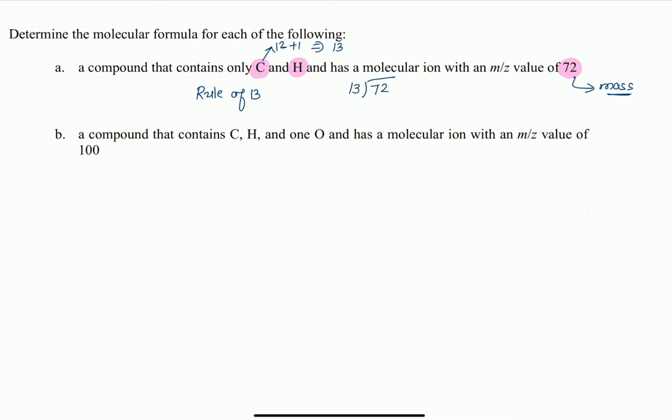How many 13s are there in 72? There are totally 5 13s, right? So that corresponds to 65, and the remainder here is going to be 7. So this is the remainder, and this one right here is the quotient. Now this number right here, 5, represents that there are 5 carbons and 5 hydrogens for sure.